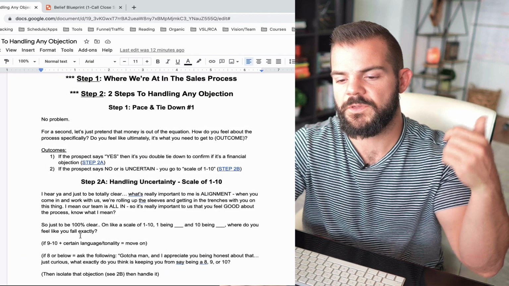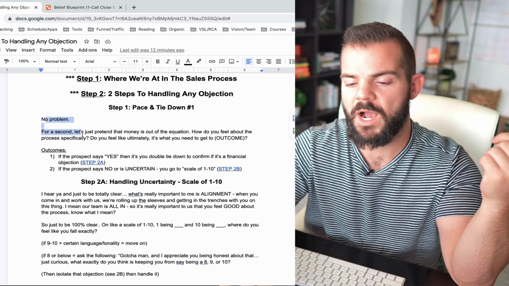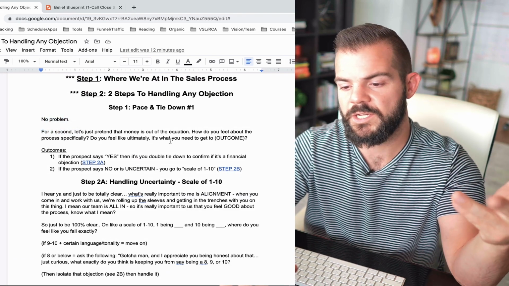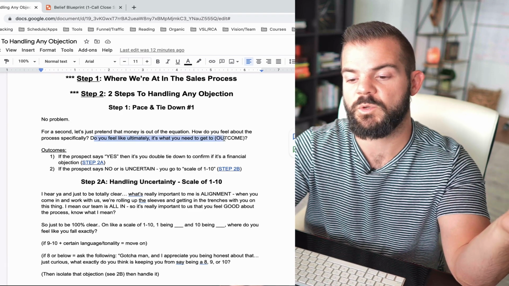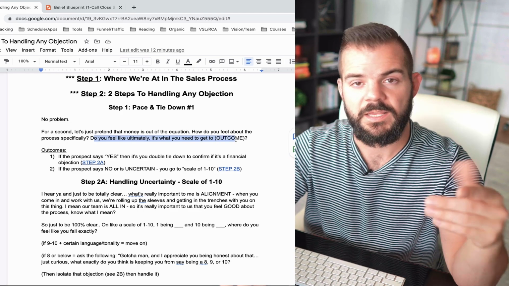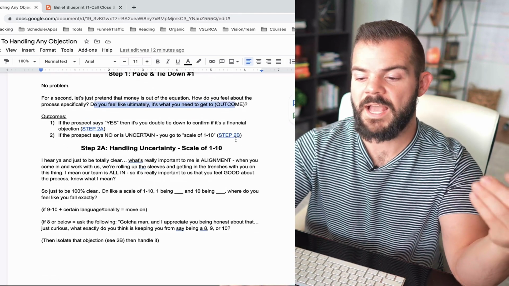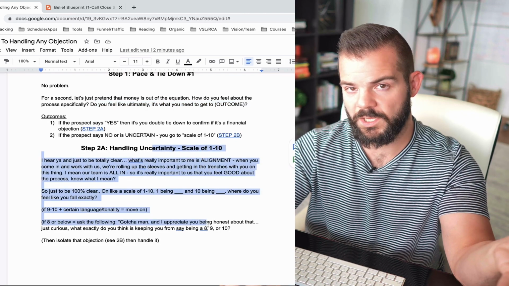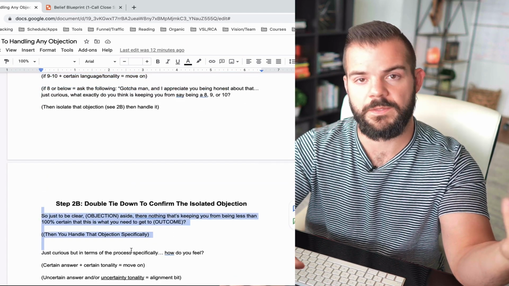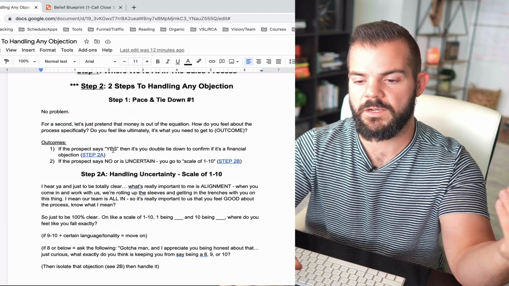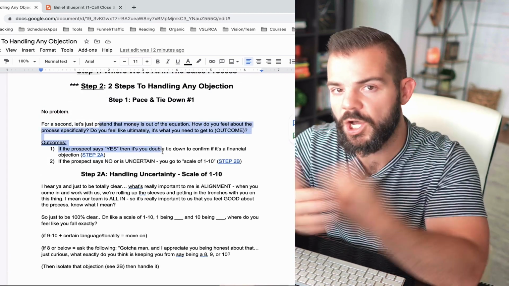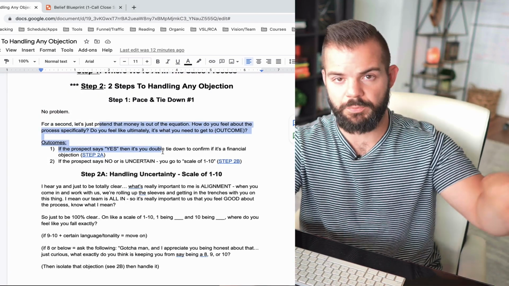Another thing too: let's say you say, "No problem. For a second, let's just pretend money's out of the equation. Do you feel like the process is what you need to get to the outcome?" They might give you the objection right there. In that case, you don't have to do the scale of 1 to 10. You can skip right down to the double tie down. So let's say they say, "No, dude, I 100% want to do it. It's only money." We skip right down.